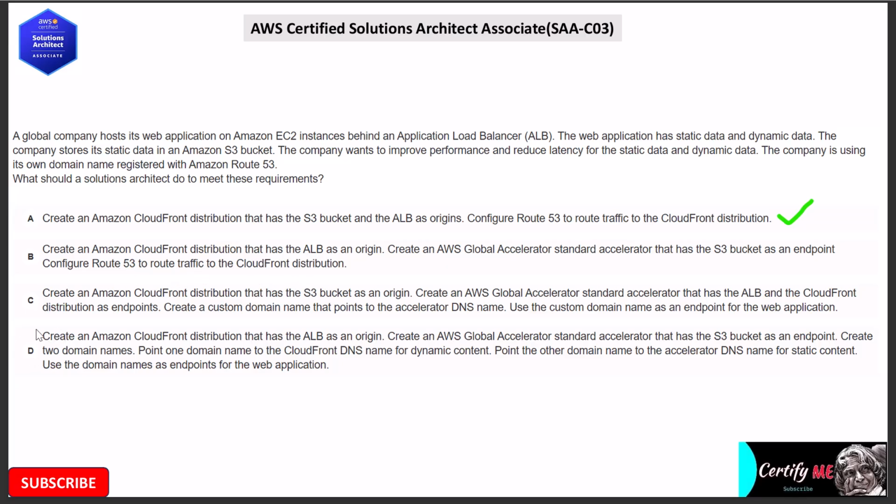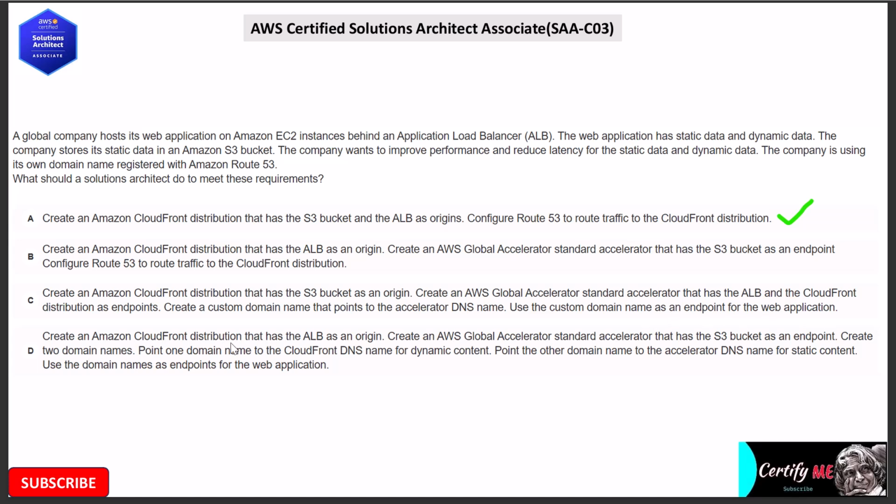Option C. Create an Amazon CloudFront distribution that has the S3 bucket as an origin. Create an AWS Global Accelerator standard accelerator that has the ALB and the CloudFront distribution as endpoints. Create a custom domain name that points to the accelerator DNS name. Use the custom domain name as an endpoint for the web application.